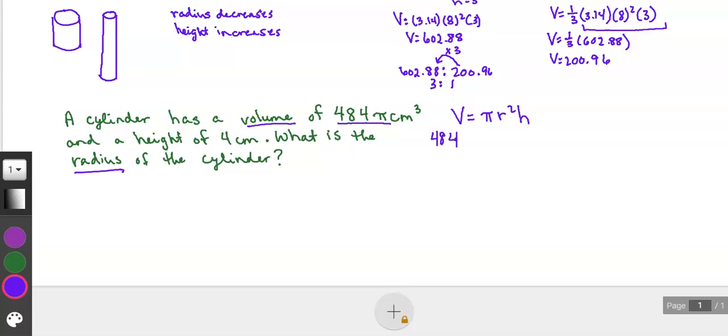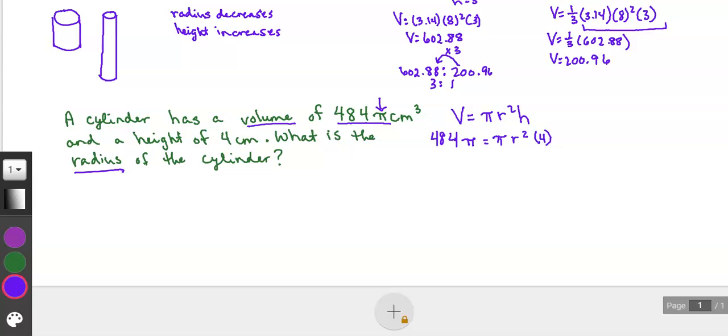So V is 484 pi. Now since I use the pi symbol over here on the left side, when I'm looking at the right side, this pi symbol, I'm just going to bring it down. If you did not see a pi symbol in your volume, that means they used 3.14. But since I see that pi symbol, I need to make sure to use it throughout the entire problem. Now we don't know the radius, so I'm just going to bring down the r squared. But we do know our height, which is 4.